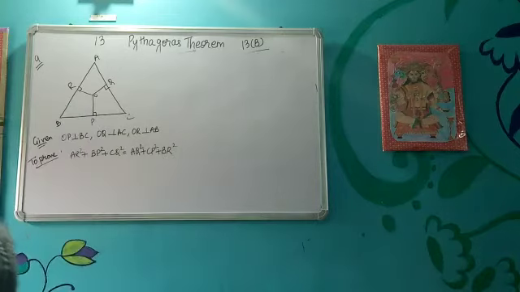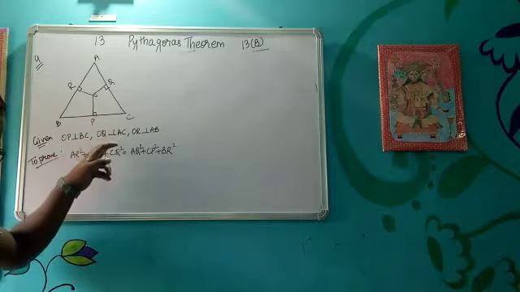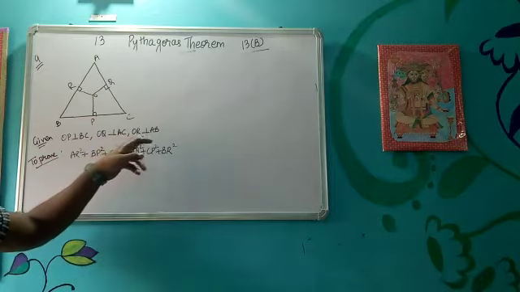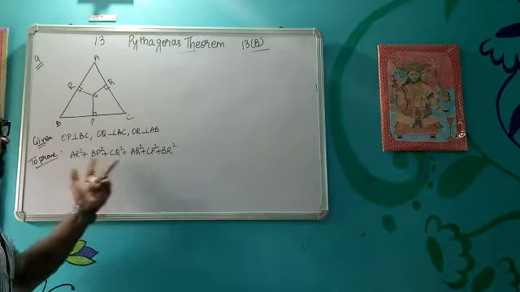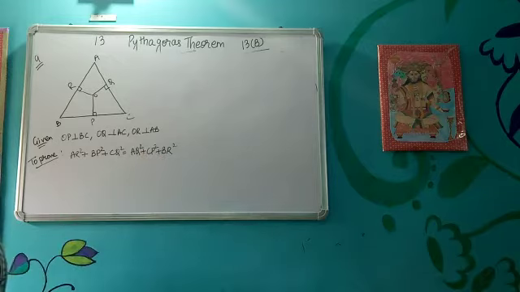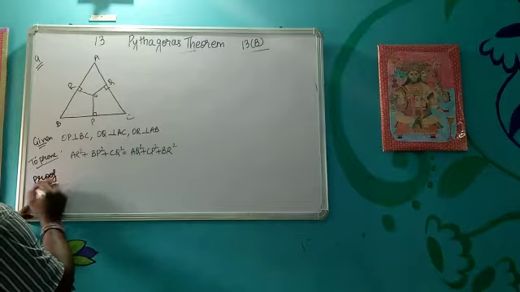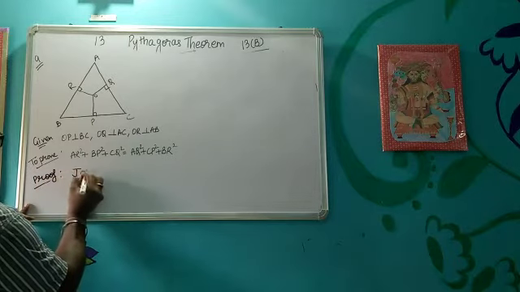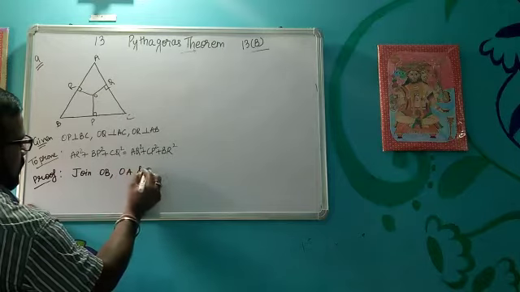So in question number 9 it is given that OP is perpendicular to BC, OQ is perpendicular to AC and OR is perpendicular to AB. With the help of this we have to prove these equal to each other. So what we are going to do, we will join OB, OA and OC.